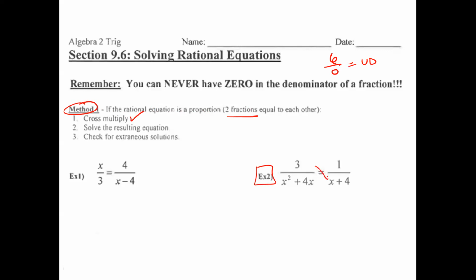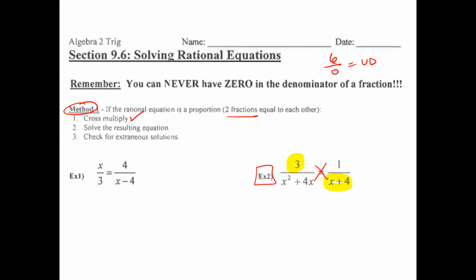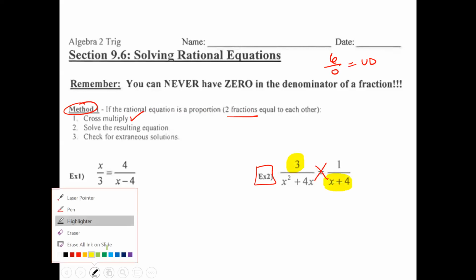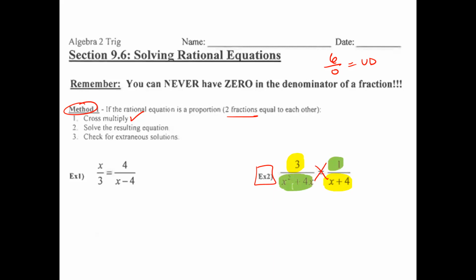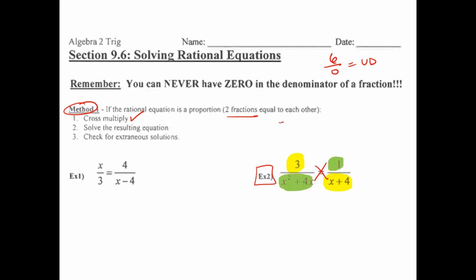So let's cross multiply. I'm going to multiply that 3 with this one right there, and then I'm going to multiply that 1 with this piece right there. When I do that, I have 3 times x, which is 3x, and 3 times 4 is 12, equals x squared plus 4x times 1, which doesn't change anything.